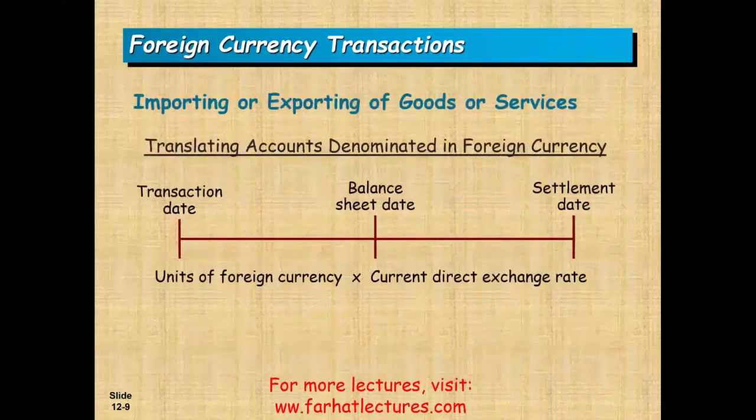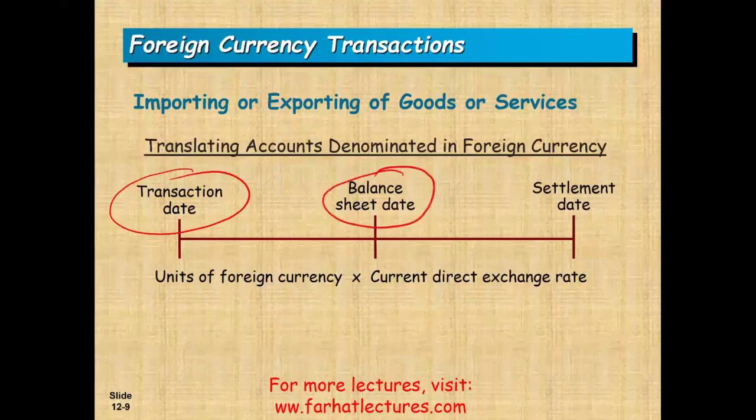What dates do we need to be aware of? Okay, translating an account denominated in foreign currency, we have to be concerned with 3 dates. Sometimes it's 2 dates, sometimes it's 3. First is the transaction date, the date the transaction takes place. Second is the balance sheet date.